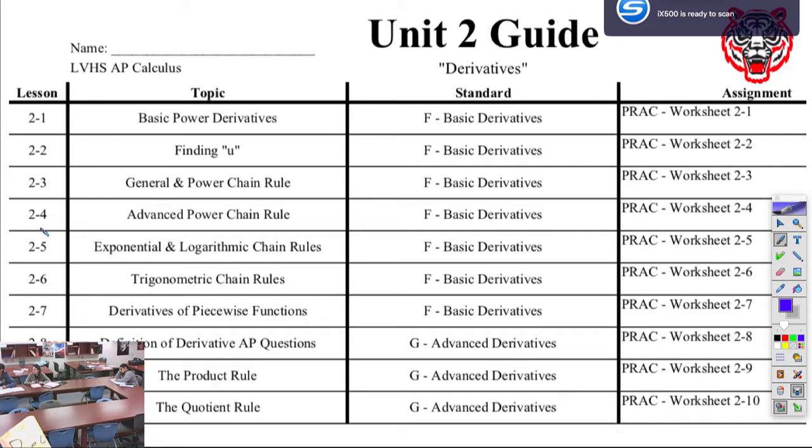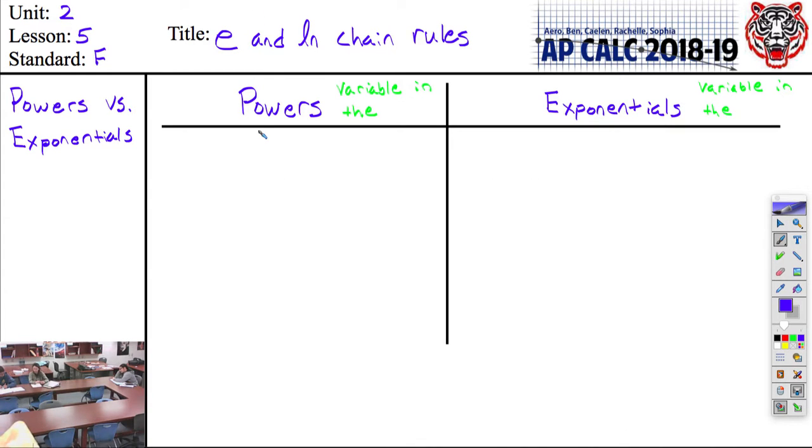So yeah, this is where we are in our unit guide, exponential and logarithmic chain rules. We're almost done with basic derivatives, getting closer and closer every day. And I just abbreviated in my notes, E and natural log chain rules. So a bit of review before we actually talk about those chain rules.